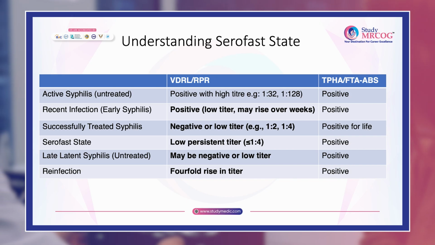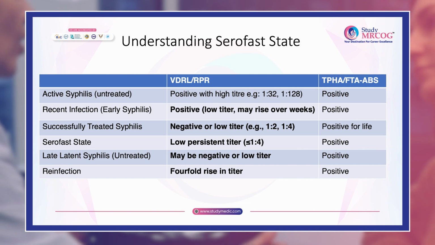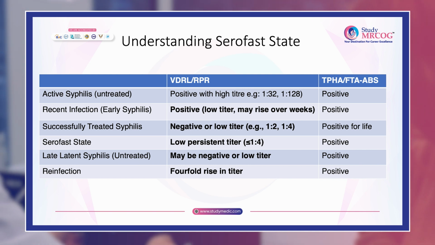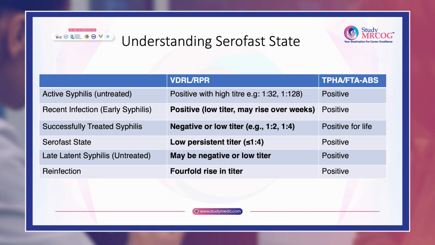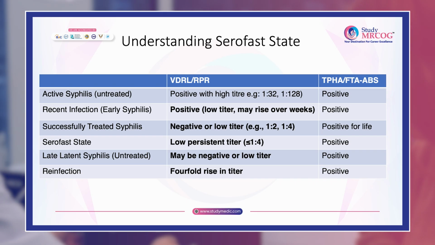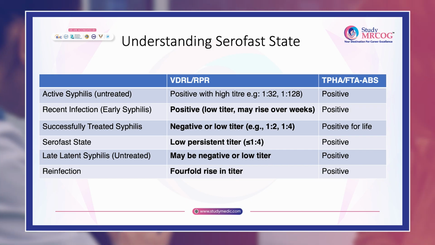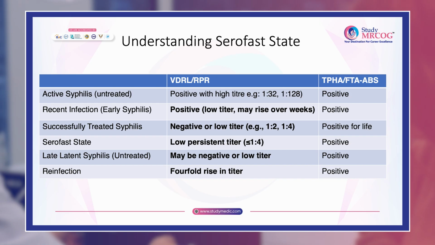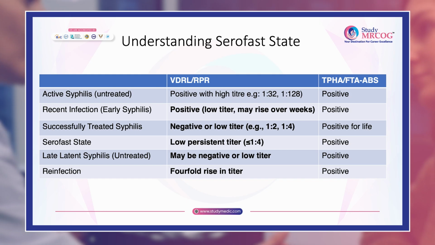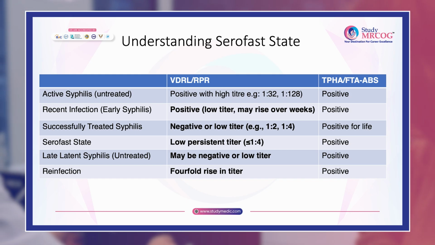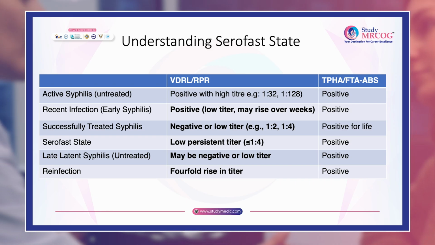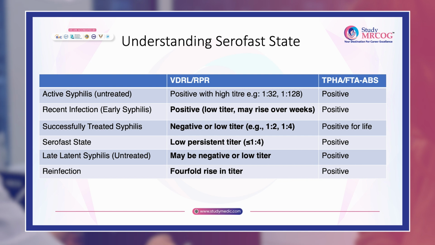Now, before we move on to understanding what is serofast state, let us go through the various stages of syphilis and how we can know whether the syphilis is early, recent, or late. Active syphilis, which is untreated, will present with a positive VDRL in high titers. So the titers may be 1:32 or 1:128, like that. The TPHA is positive, and like we discussed, once it becomes positive, it will remain positive for life.